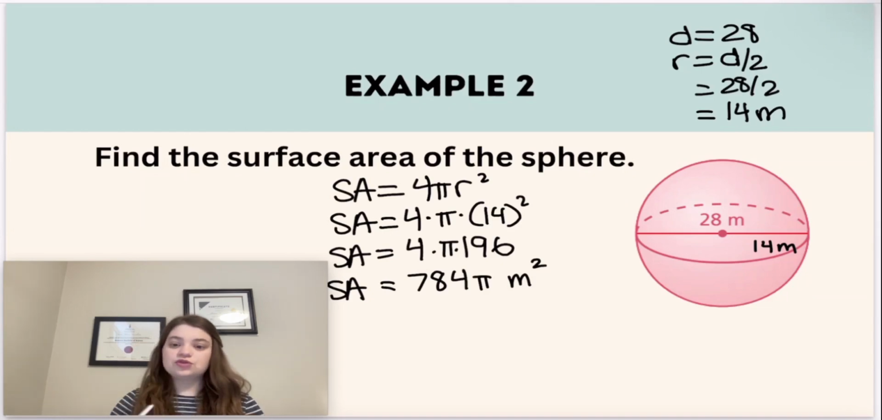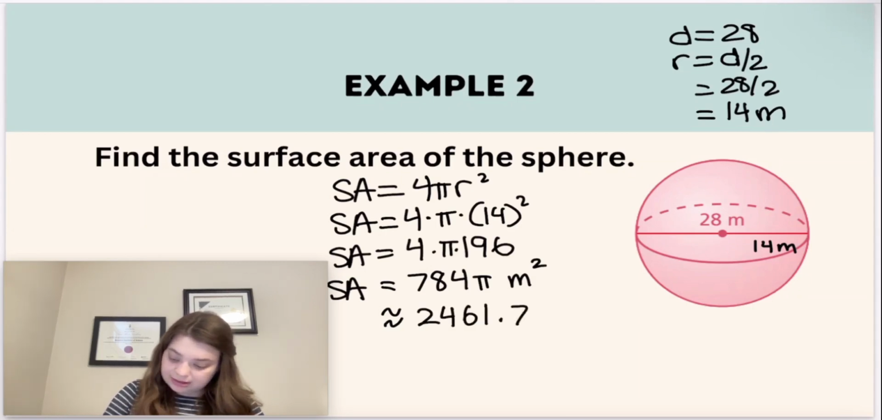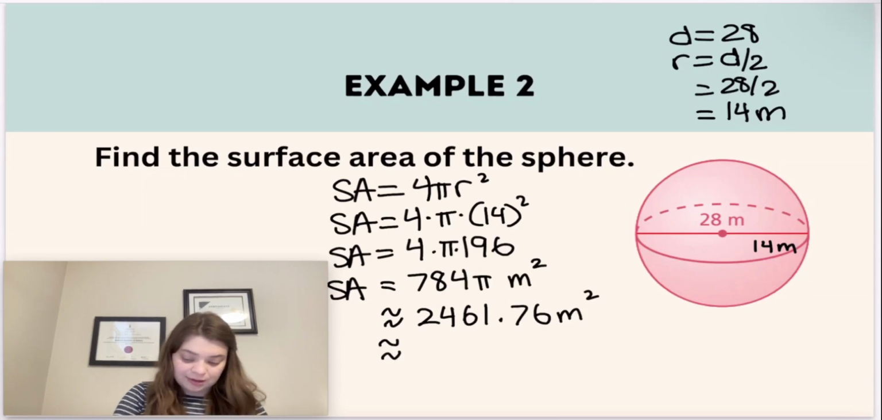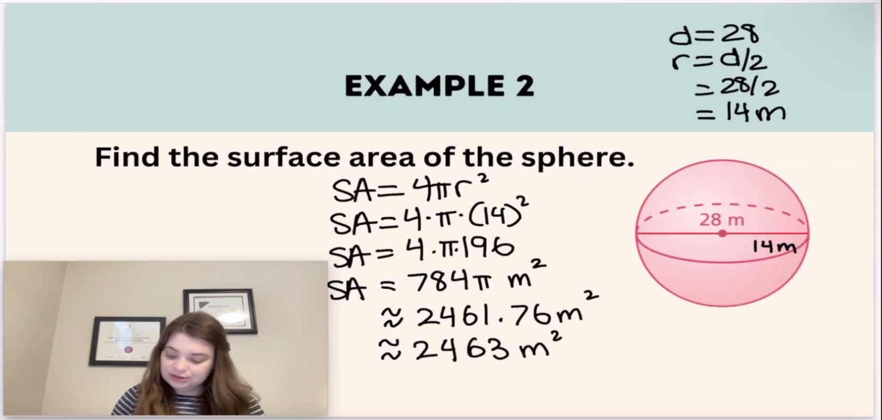If your school prefers you to use 3.14 for pi, then that means that your surface area would be 784 times 3.14, which gives me 2,461.76 square meters for that approximation. If your school prefers you to use the pi button, you can type in 784 times pi, and that will give you very similar. It'll give you 2,463 square meters approximately. So the reason that those are slightly different answers is because in both times we are rounding, and so we're going to get slightly different numbers, but very very similar because of that rounding error.